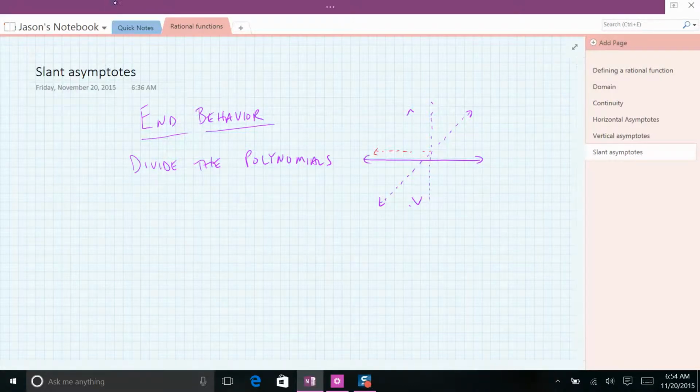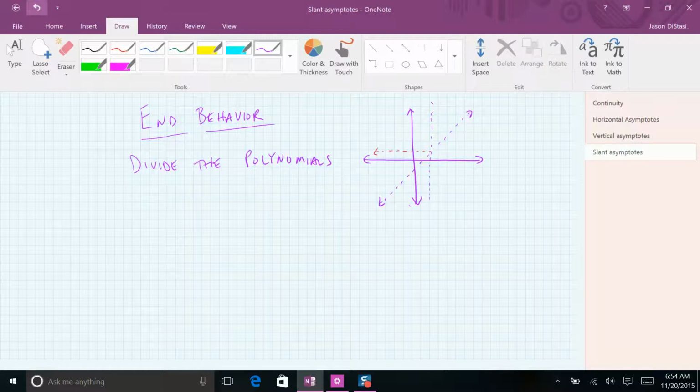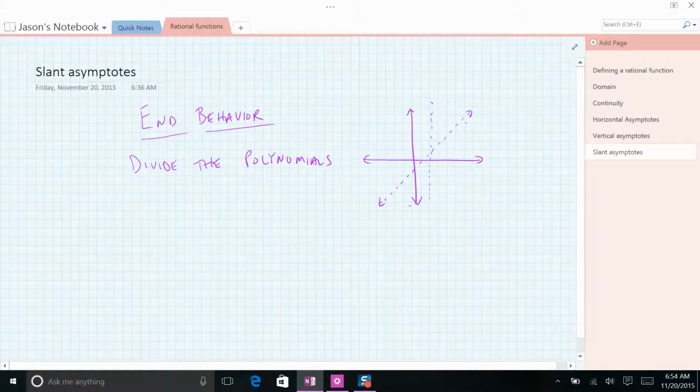Let me just undo here to get rid of this. Okay, so a slant asymptote is just like a horizontal asymptote, but it's just not a horizontal line. It's a line with a slope of something other than 0. Okay, so another way that this graph could have been drawn is maybe it goes like this. Those are some rational function possibilities with slant asymptotes.